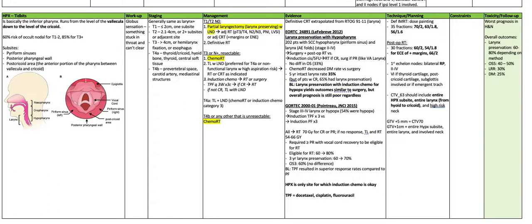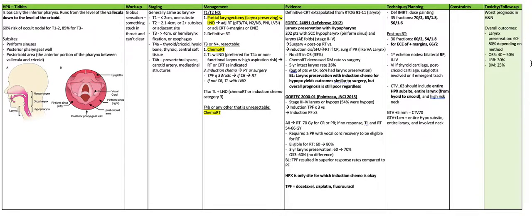In terms of management for T1 to T2 and N0 tumors, you can do a partial laryngectomy, larynx preservation with lymph node dissection. Adjuvant radiation is indicated for pT3, T4 tumors, N2 to N3, perineural invasion or LVSI, or adjuvant chemoradiation for positive margins or ENE, or you can do definitive radiation. For T3 tumors or node positive resectable, you can do chemoradiation definitively. You can do total laryngectomy with lymph node dissection.